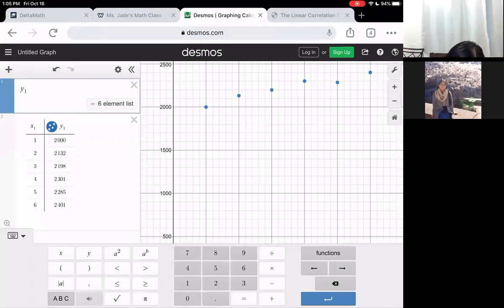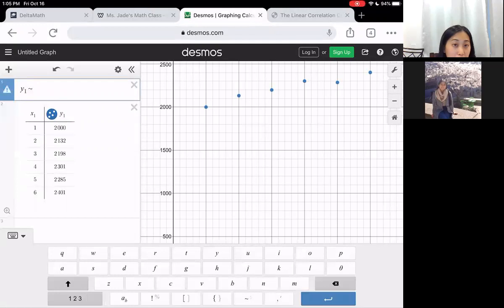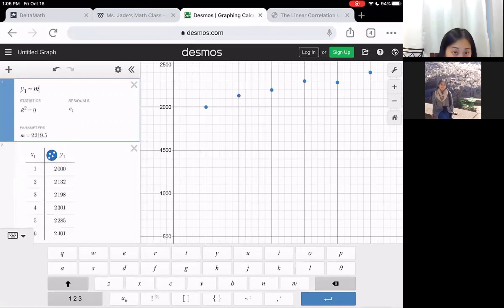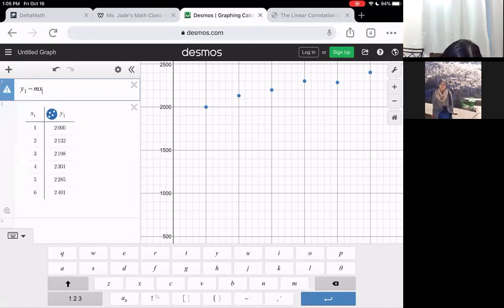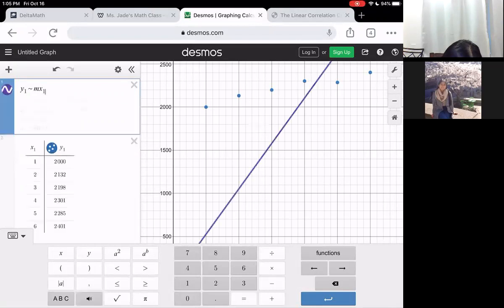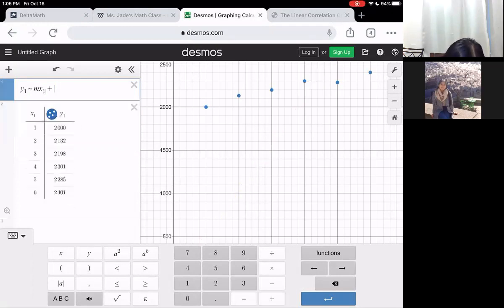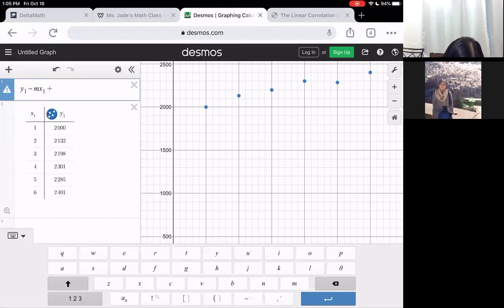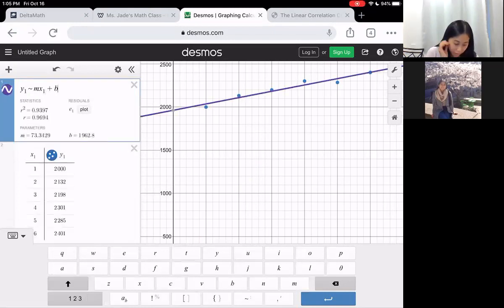Now I'm going to continue typing what the website told me to type. We use a little squiggly, and then I'm going to write m, x, and then I want the little one again. And then plus b. There we go. Once you type that in, you can see that Desmos gave us a straight line through our graph, and you can see our equation on the bottom.